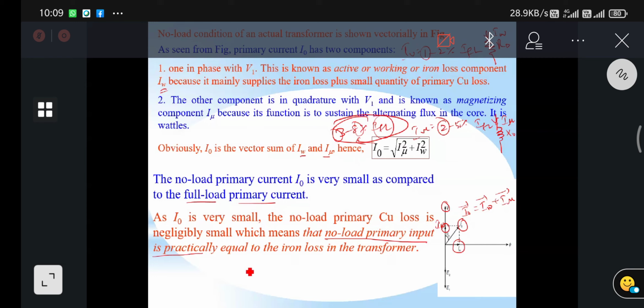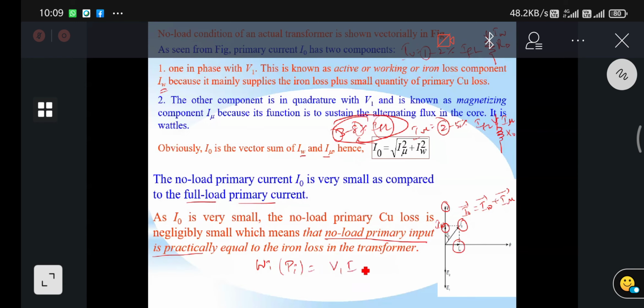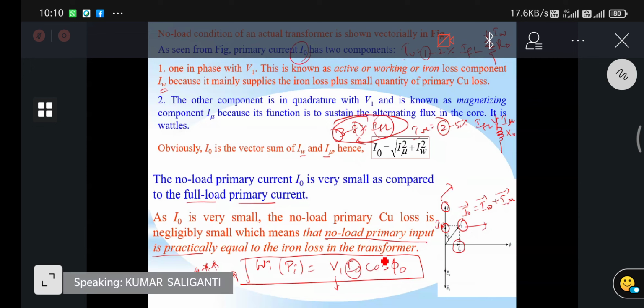That's why the iron loss, generally represented by Pi, is equal to V1 I naught cos phi naught. This is the most important relation, asked many times in examinations and from the problem-solving point of view. Here V1 is the applied or input voltage, I naught is the no load component of current, and cos phi naught is the no load power factor.